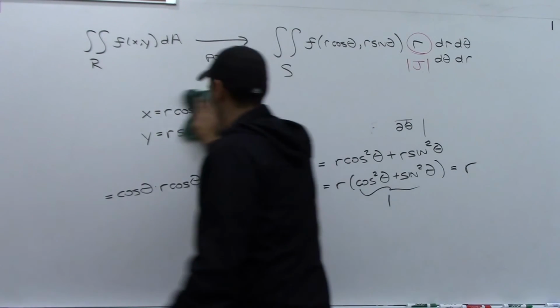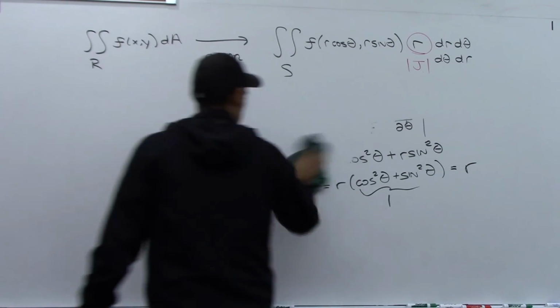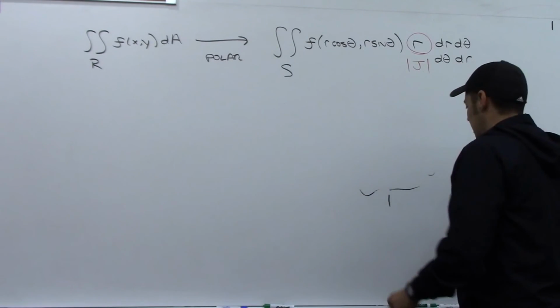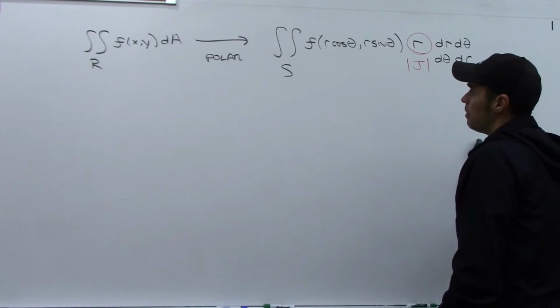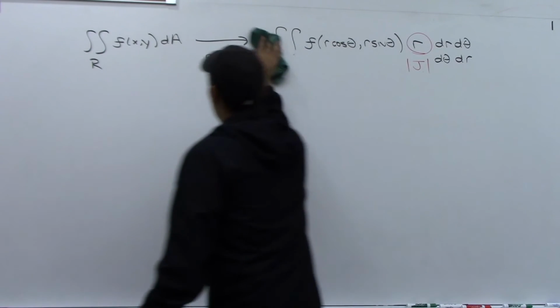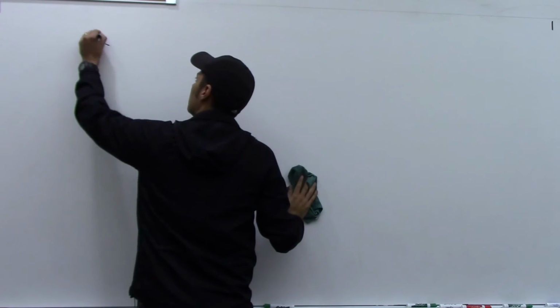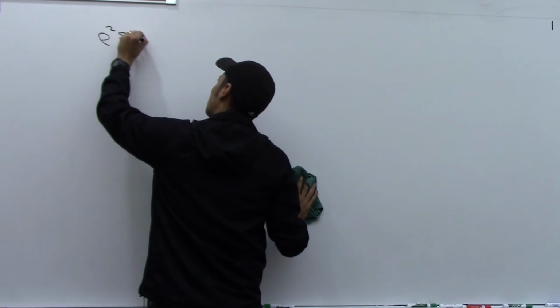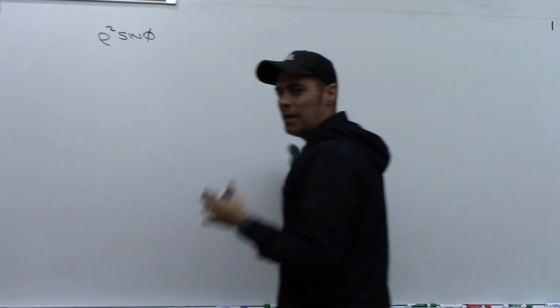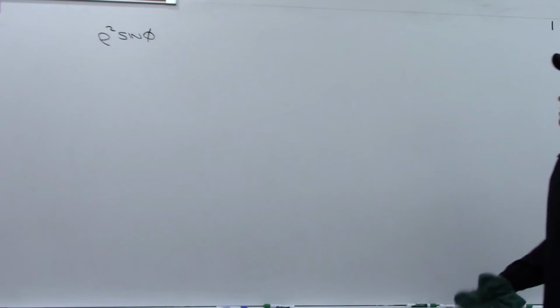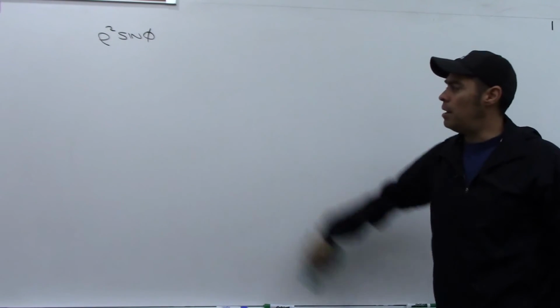Now, last section, and this is probably the hardest thing to show you, it's going to take a while, but in the last section, we did spherical. And remember when we did spherical, we always had to throw something into that triple integral. Remember, it was rho squared sine phi. That was that thing we had to throw into the triple integral anytime that we went from Cartesian to spherical. So I'd like to show you where that one comes from.